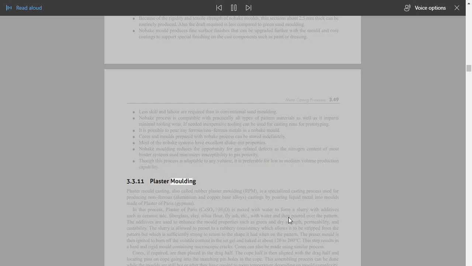3.11 Plaster molding. Plaster mold casting, also called rubber plaster molding, RPM, is a specialized casting process used for producing non-ferrous, aluminium, and copper-base alloy castings by pouring liquid metal into molds made of plaster of Paris gypsum.